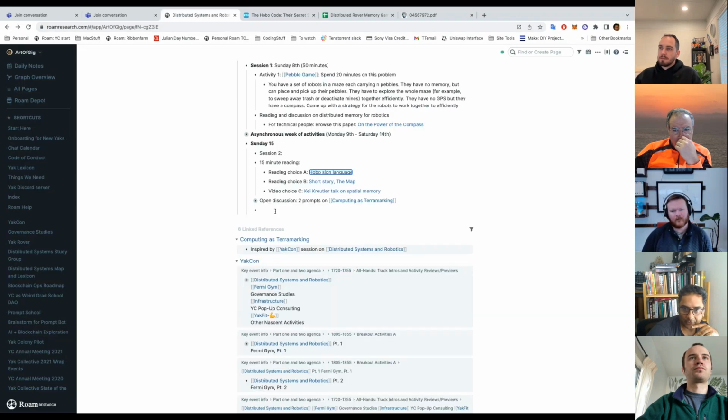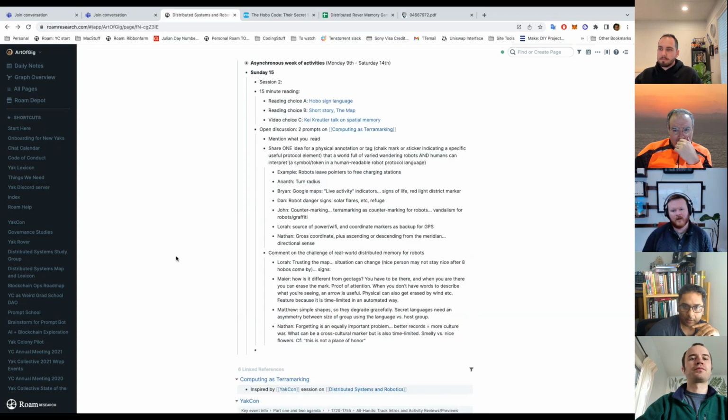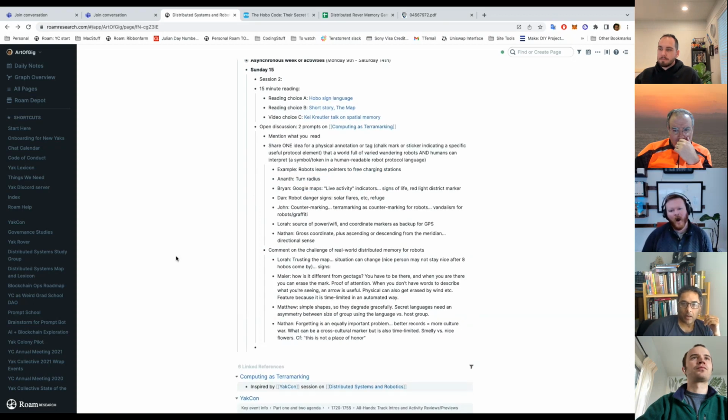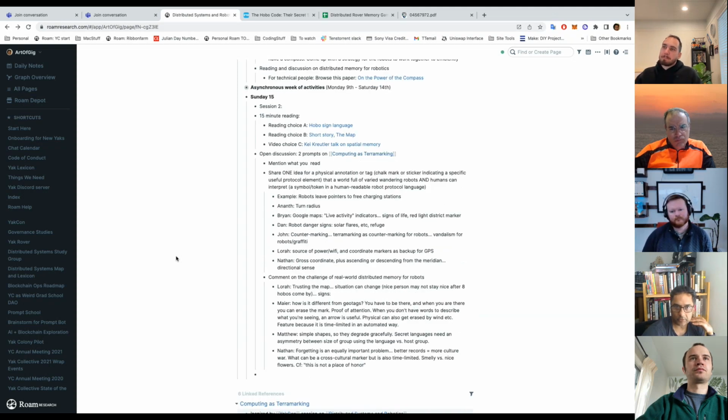And in the second session, we had an open discussion. You can look at this later, but what are your general thoughts on real world distributed memory for robots? And also the prompt was, what kind of mark would you invent? Like if you could do something like a Hobo Sign Language, but you want a language that's intelligible to both humans and robots, what would you use? So basically an environmentally mediated way of being situated in the environment and using it for both communication and memory. So that's the basic idea. These are the 2 exercises. Lots of good discussion.